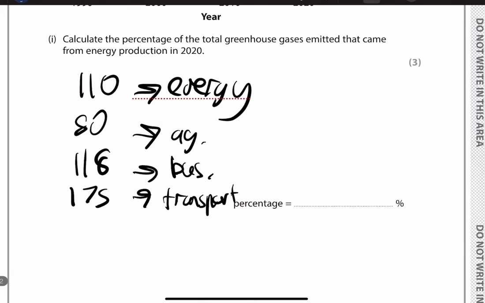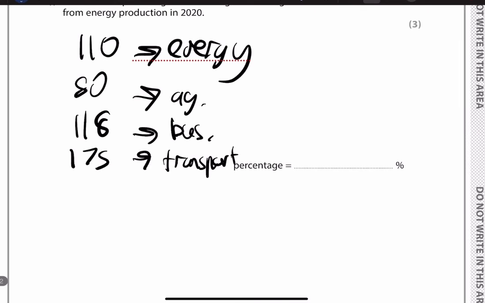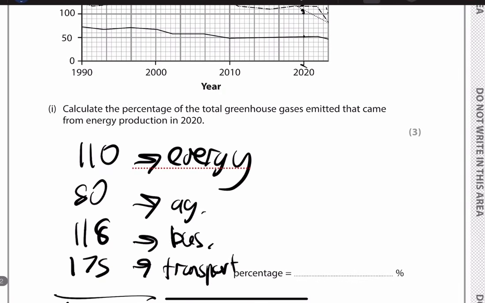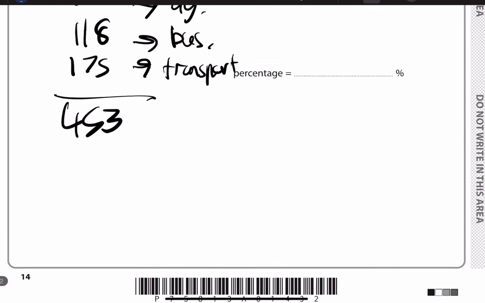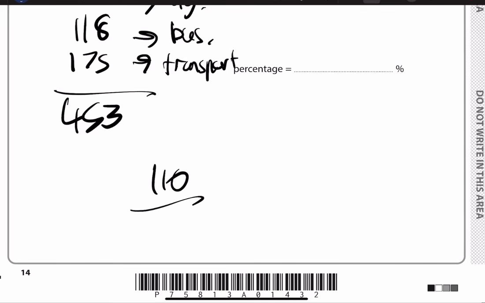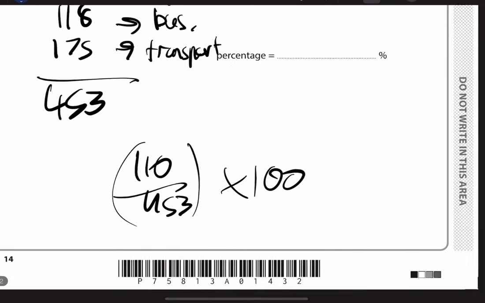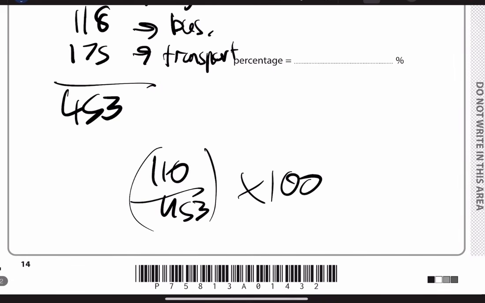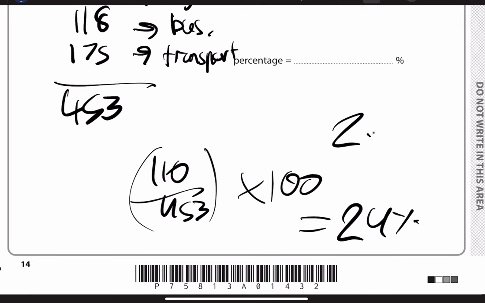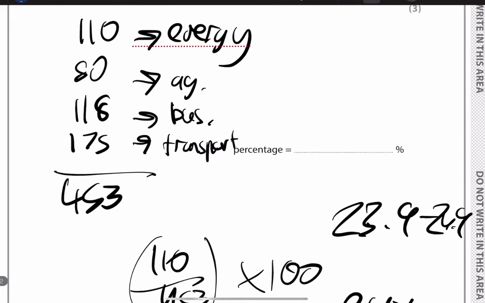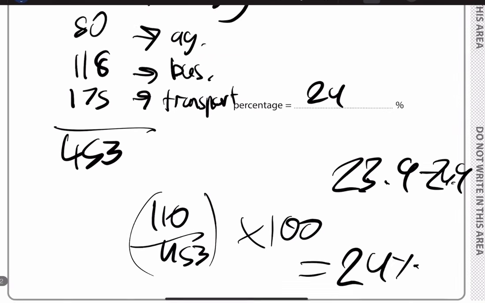Okay, so then we have all of these. We have to add them together, right? If we add them together, we get a value of 453. And then we want to say how much of that came from energy production. So we do 110 divided by 453, and then to make it a percentage, we have to times that by 100. Okay, so this gives us something that's around 24%. But if you write anything between 23.9 and 24.9, you'll be okay. But we'll go with 24%.